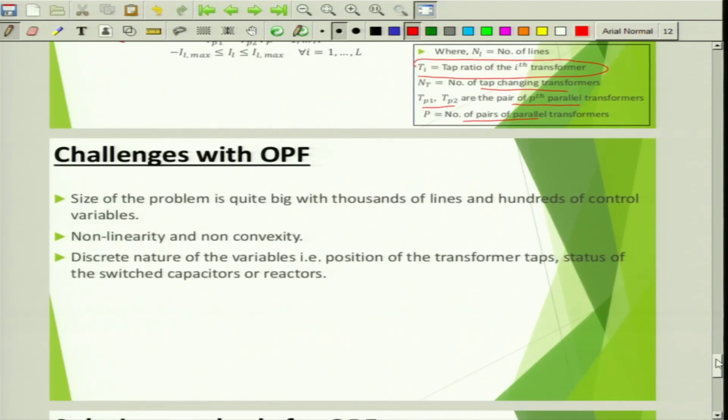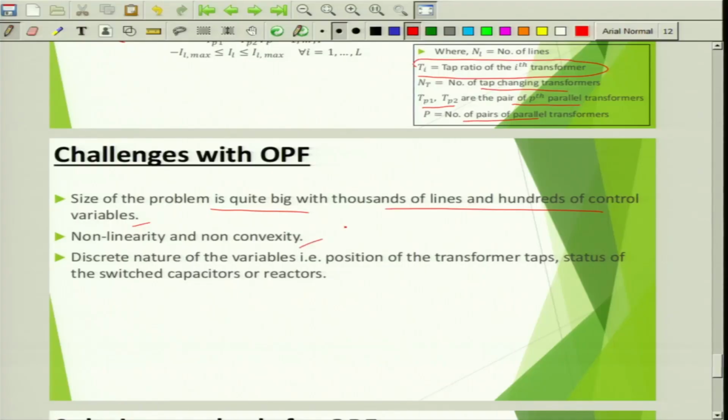So what are the challenges with OPF? The size of the problem is quite big, with thousands of lines and hundreds of control variables. If you speak about a big transmission network, there are so many lines and a lot of control variables, right? And non-linearity and non-convexity. The system is highly non-linear. The power flow equations themselves are non-linear. So this is a non-convex problem also.